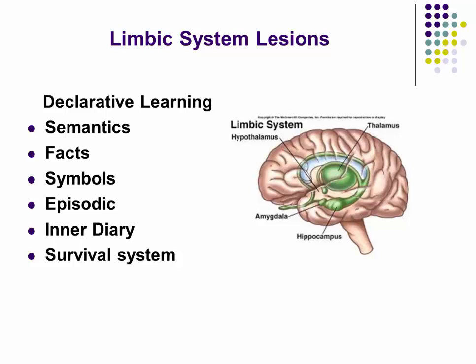Symbols are used to represent something else. It's a concept that stands for another idea. It may be a visual image, maybe a word or a sound or a gesture or an idea. Episodic is made up of loosely connected episodes or events. It's something that's really meaningful.